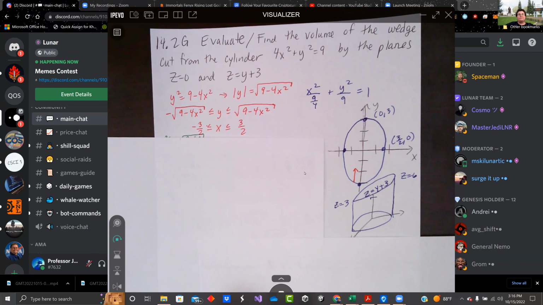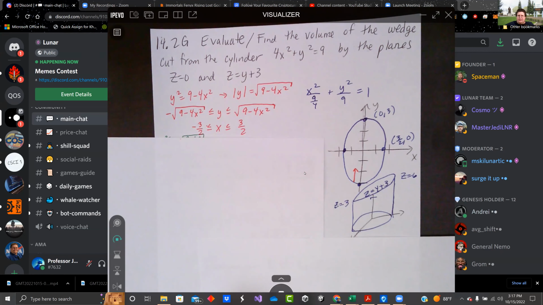This is our 7th video for 14.2. I did them all really short. This is our last example. It's an ugly problem. We are going to find the volume of the wedge cut from the cylinder 4x squared plus y squared equals 9. The wedge that's cut has a boundary of z equals 0 on the bottom and z equals y plus 3 along the top.